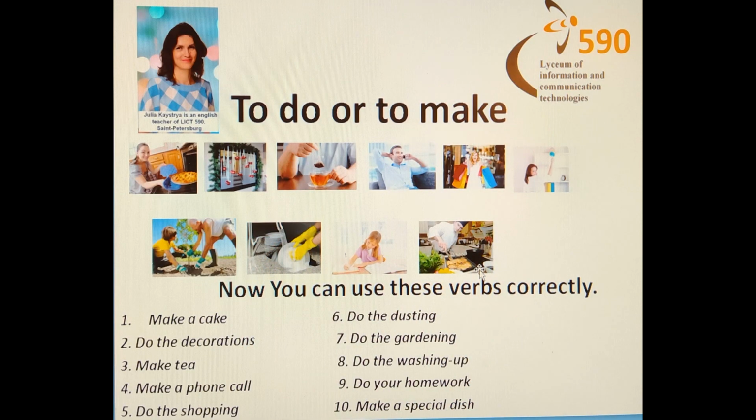I hope you did well. In this lesson you learned how to use verbs correctly. You know the difference between two verbs, to do and to make. You can read, write, speak and understand 10 new phrases. Now you know what verb we use there.